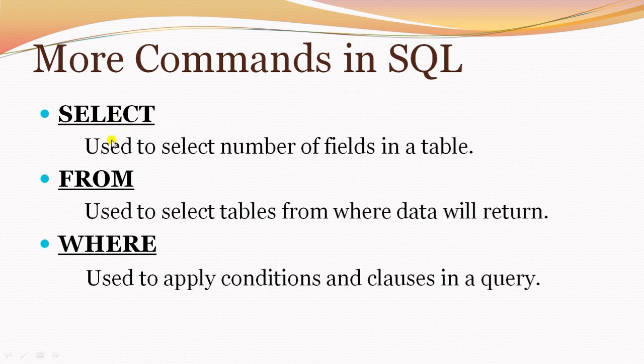Now select is used to select a number of fields in a table. If you have a table with 4 columns, the select command is used to select maybe all columns or some selected columns. From is used to select tables. If you have one table, it will select that table. If you have 2 tables, whether you mention it or not, if you mention one table name, from will take data from that particular table. If you mention 2-3 database names, from will take data from those.